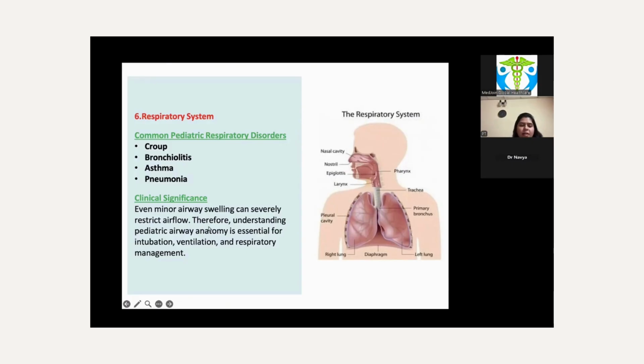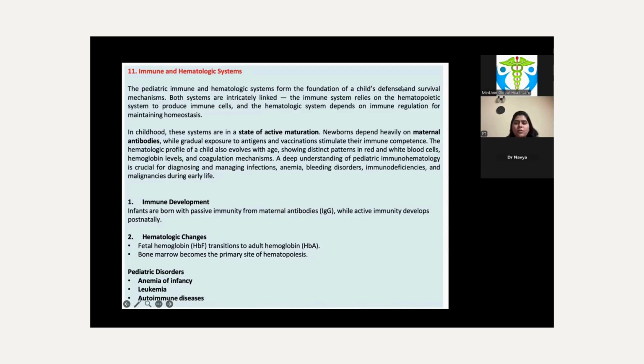Even minor airway swellings can severely restrict the airflow. Like I just said, if an adult swallowed a small battery or anything, they wouldn't show respiratory symptoms, they would show gastric symptoms. But in children, because even the minor airways are so small, it can restrict the airflow. So, the pediatric immune and hematological systems.